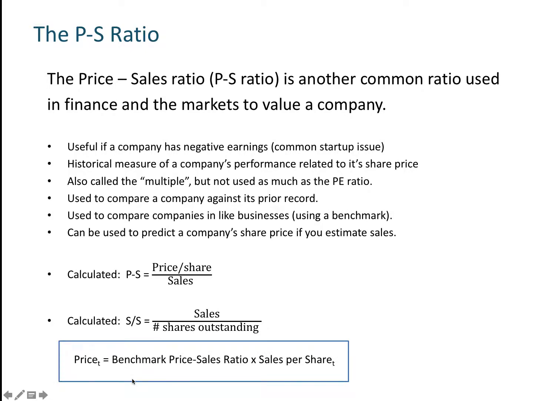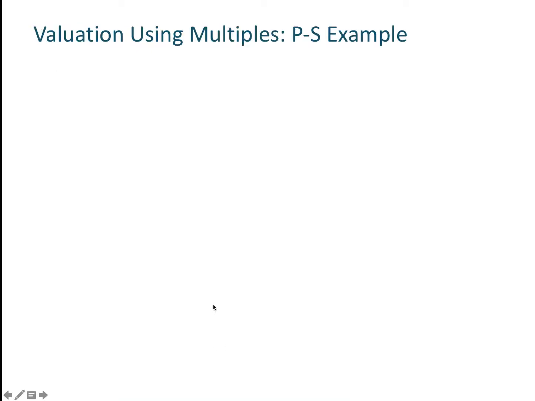Okay. And how do you find the price? Similar to the PE, you find a price at a T period using the benchmark price to sales ratio times the number of sales per share. Okay, let's go through an example to show you how to do it.